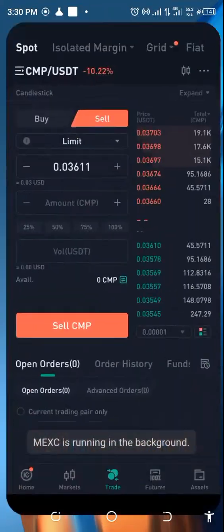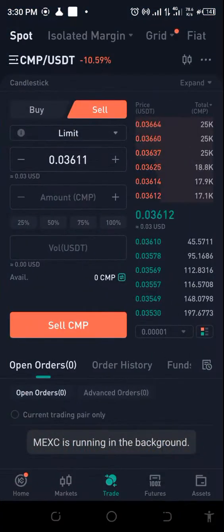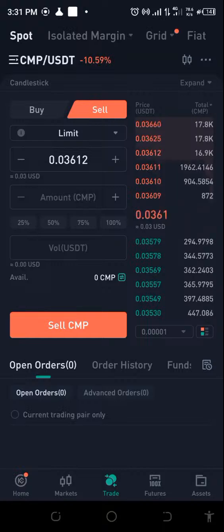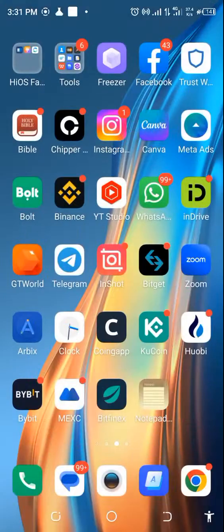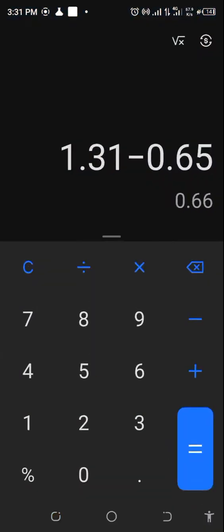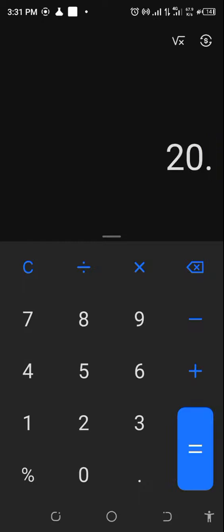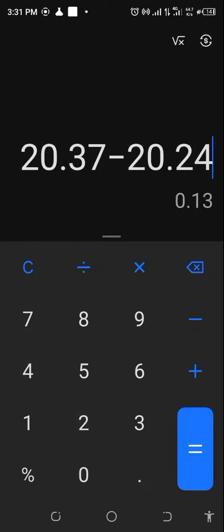Okay, so this is it. So we have it here. Let's check to be sure and see how much we can make. Let's paste that here. Oops, so what we have here is 20.37. That doesn't look really interesting. Okay, so 20.37 minus 20.24. That's just 13 cents.